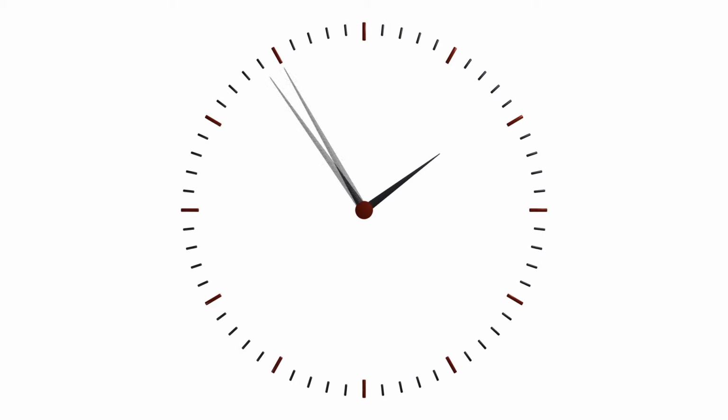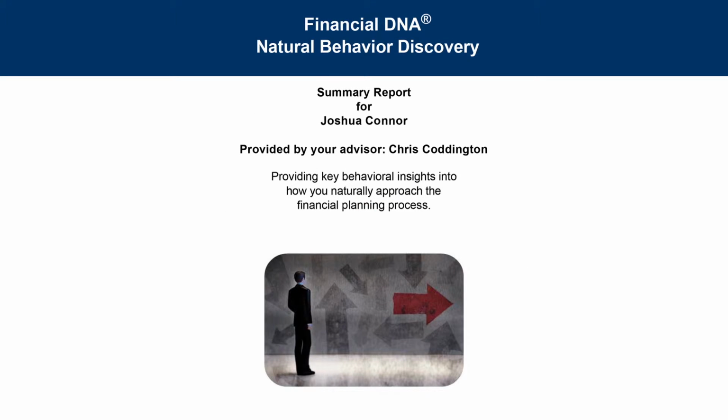In the last video, we were preparing for the meeting with Joshua. Well, it went pretty well, and Joshua has signed up for your advisory services. The discovery phase outlined in the advice process is where we send the client a second email with the login details to complete their financial DNA discovery process. This process took Joshua about 15 to 20 minutes to complete, and now we have the full financial DNA summary report to aid our discovery process.